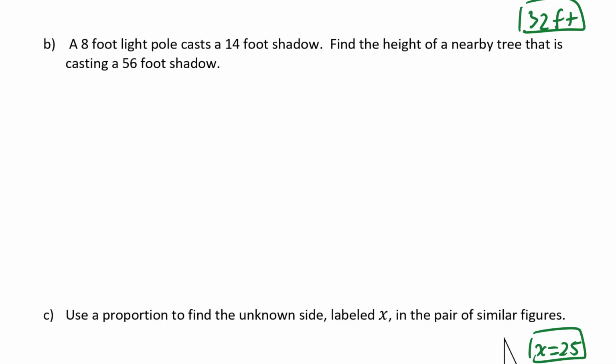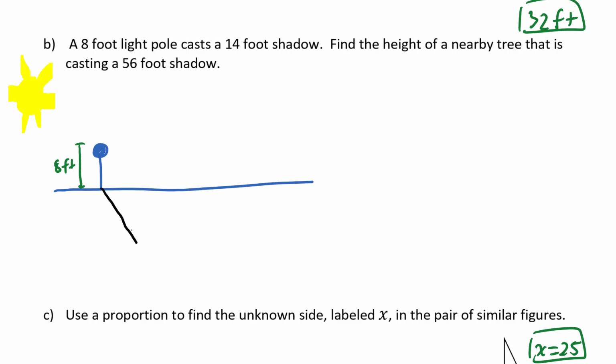We have an 8-foot light pole. Here's the ground. Here is a light pole, a light on the top, and this is 8 feet tall. It says it casts a shadow of 14 feet. What does that mean? Well, here's our sun, and the sun's rays shine down, and it casts a shadow. So here's our shadow of our light pole.